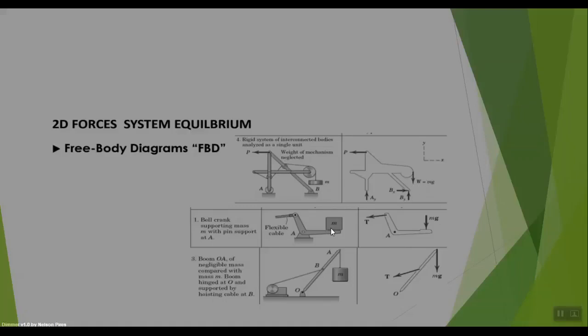And the second one we have the box, which contains the mass. When we multiply by G, we define the weight. And here we have the tensions, and here we have the pin support, which contains two forces.